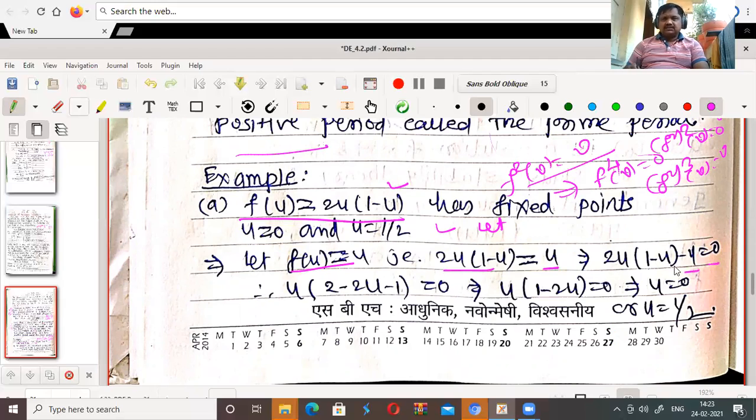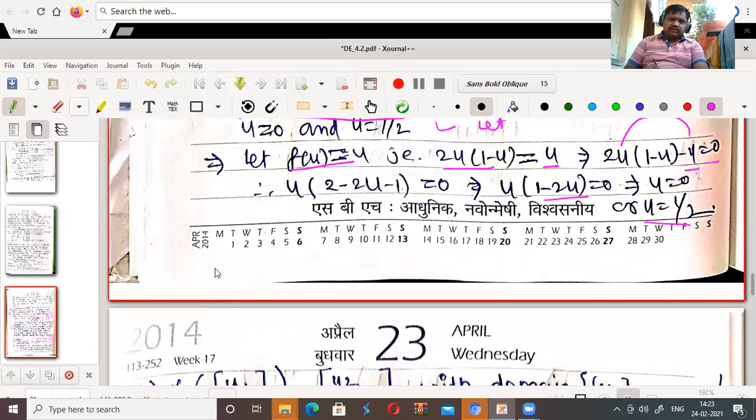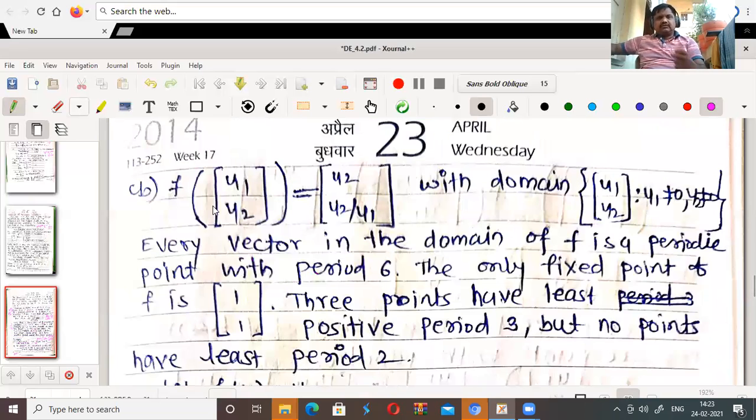That is 2u minus 2u square minus u. If I take u common, we get u into 2 minus 2u minus 1 equal to 0. So u into 1 minus 2u equal to 0. So either u equal to 0 or 2u equal to 1, that is u equal to 1 by 2. Therefore, u equal to 0 and u equal to 1 by 2 are the fixed points. That means to obtain the fixed point, we have to consider f of u equal to u and solve it to find the value of u. Now we'll go for one more example.